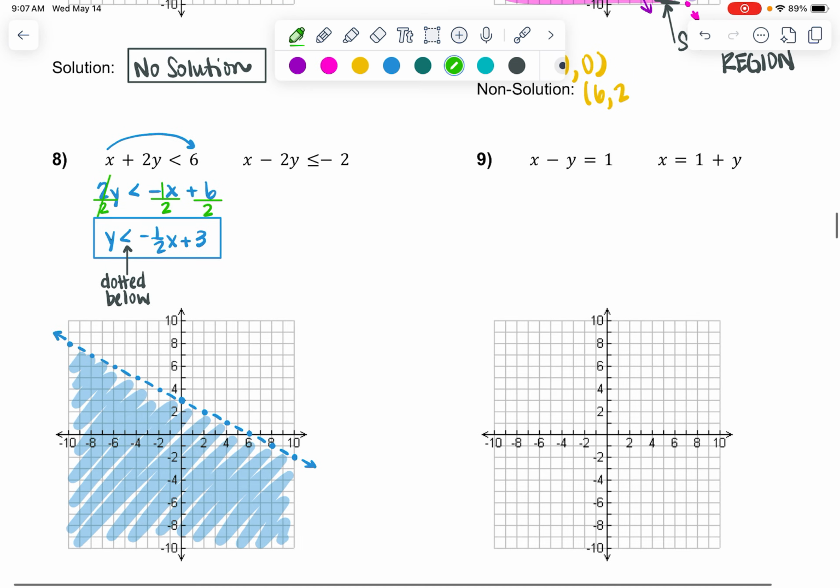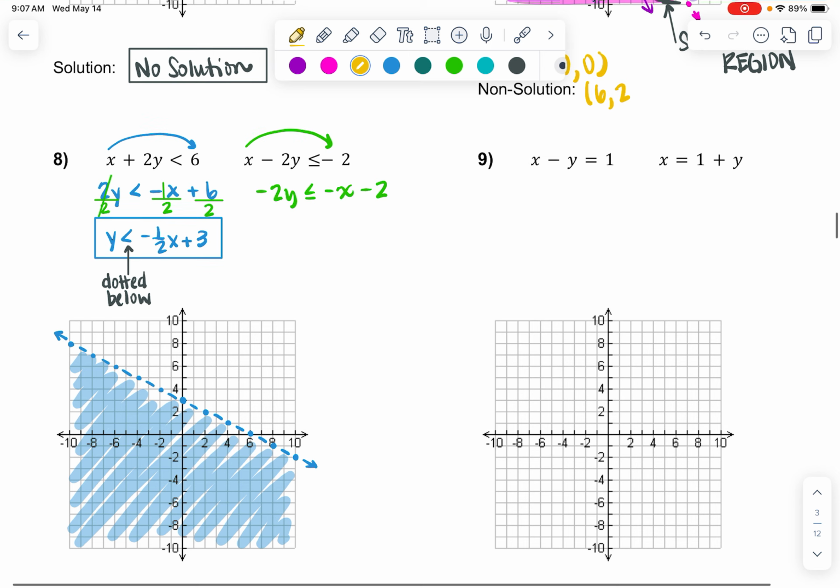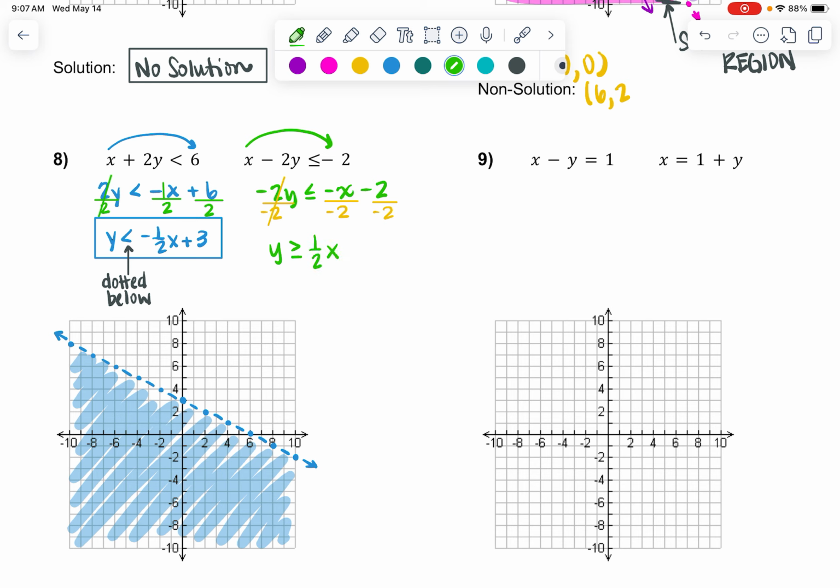We need to solve for y, so again, we need to subtract the x to the other side, so negative 2y is less than or equal to negative x minus 2. And then we have to divide everybody by negative 2. Now this is when little bells should be going off, right? Because you're like, oh, I'm dividing by a negative. And that's really important when you're dealing with inequalities, because that means we need to flip the inequality symbol so that we keep that truth value the same. So it was a less than or equal to, but it has to flip and become a greater than or equal to.